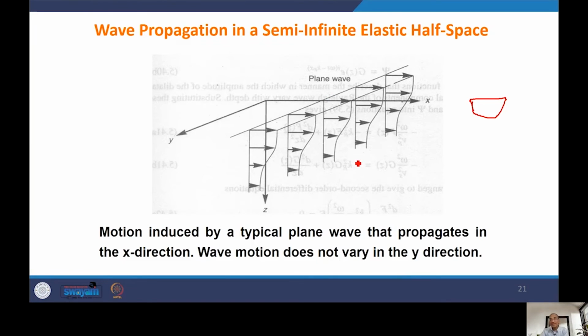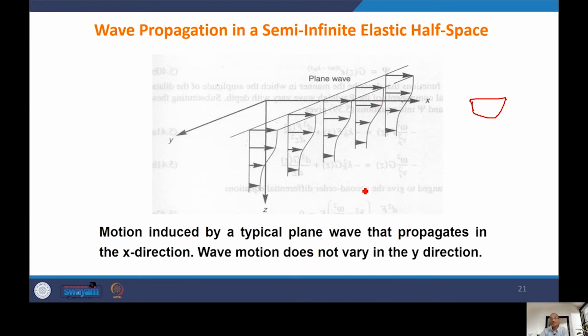Here the figure shows motion induced by a typical plane wave that propagates in the x direction. The particle motion is in the x direction, and this particle motion varies along the z direction. However, the wave fronts are the same along the y direction, so there is no change in the y direction.